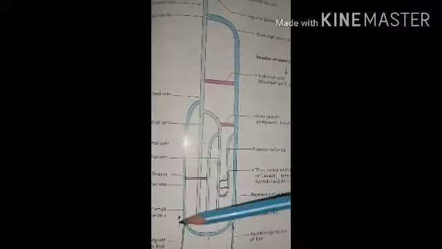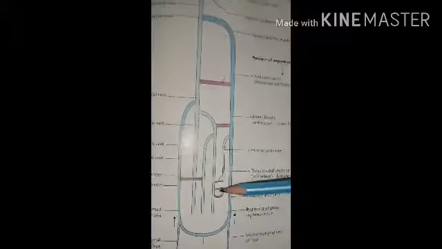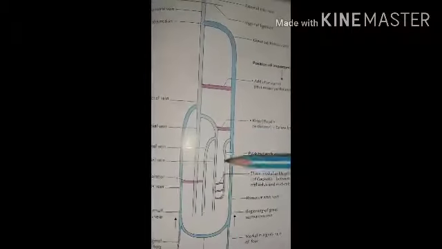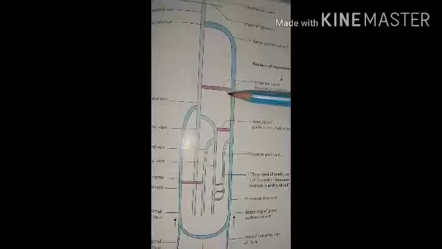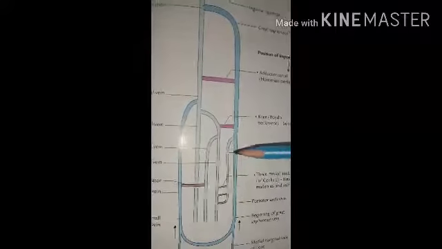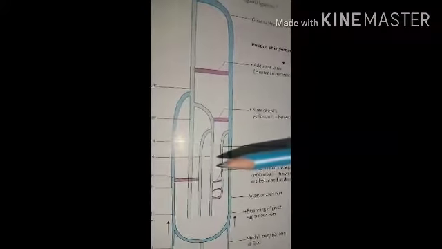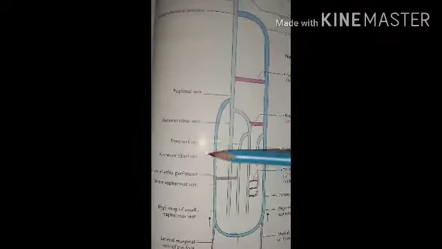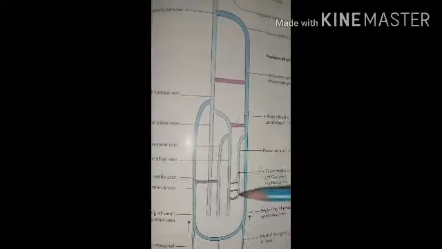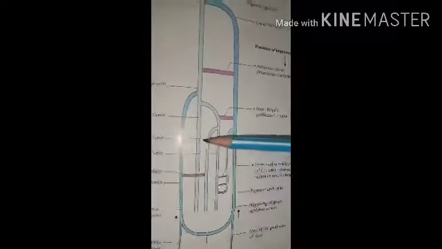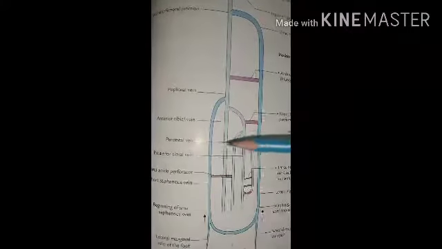Here you can see the great saphenous vein and the small saphenous vein, which drain through the perforating veins. Then the deep veins. The deep veins include the anterior tibial vein and the posterior tibial vein. Here you can see this is the posterior tibial vein, and this one is the anterior tibial vein.